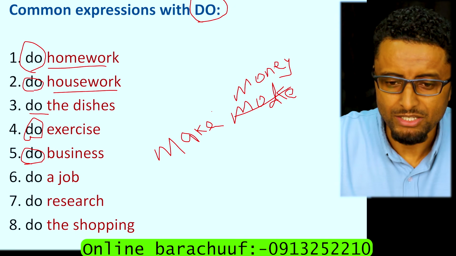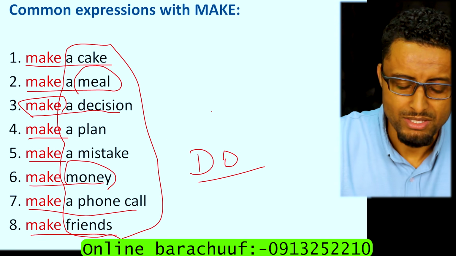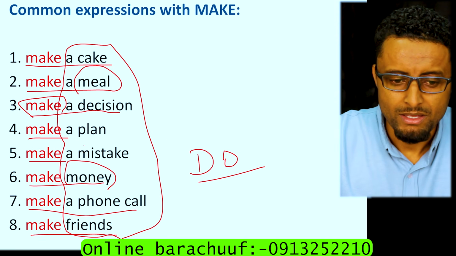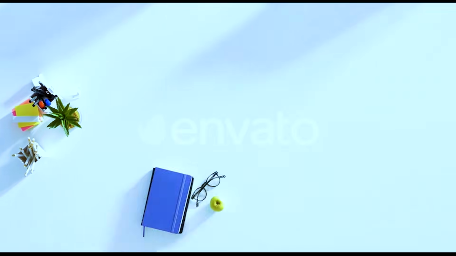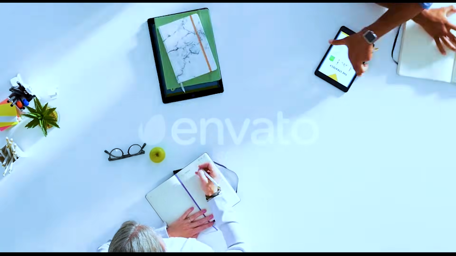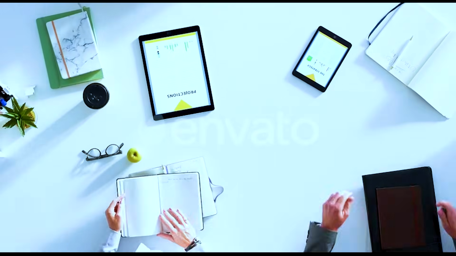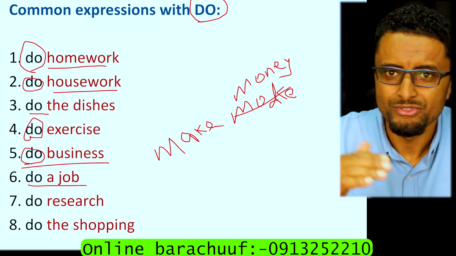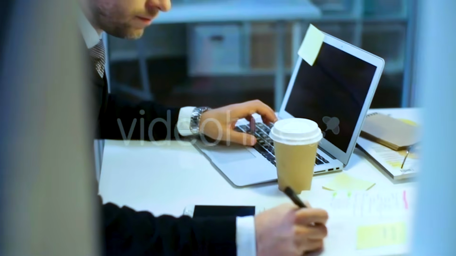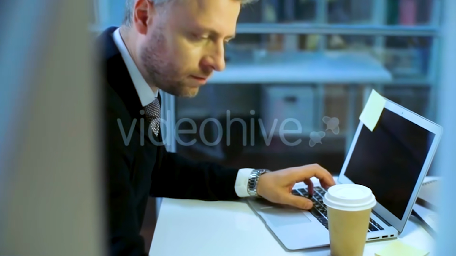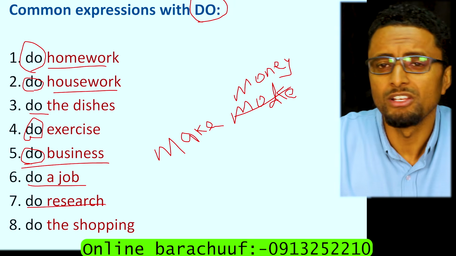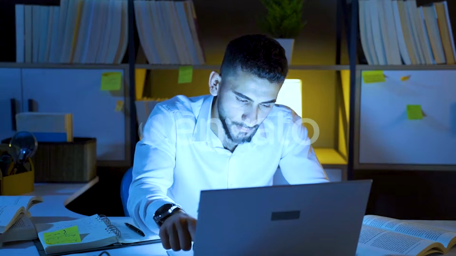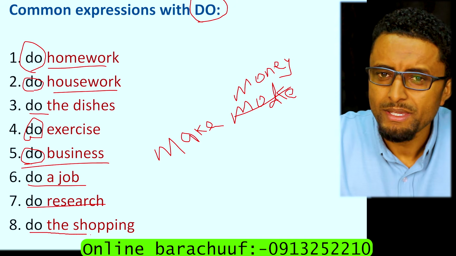Say make money. Here, do business. Okay. Are you good at doing a business? Do a job. You did a great job. Do a research. He's a researcher. He's doing a research. He's done a lot of research work. So do research.